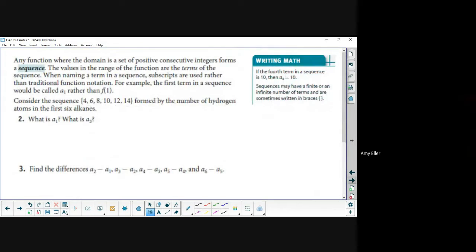So let's consider this sequence: 4, 6, 8, 10, 12, 14. That's the sequence we're using. Number 2, what is a sub 1? And what is a sub 3? Don't make it difficult. It's just like if I said, what's f of 1? What do I get in the first term? First term is 4. Third term is 8. That's it.